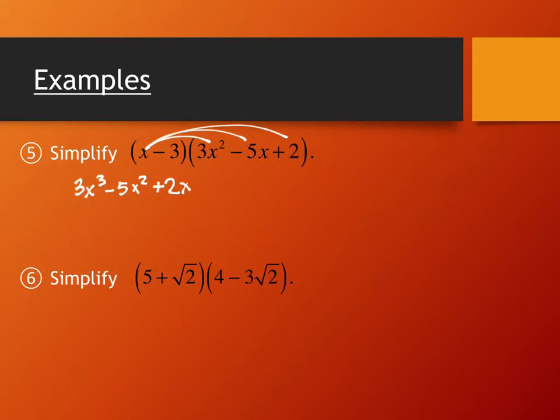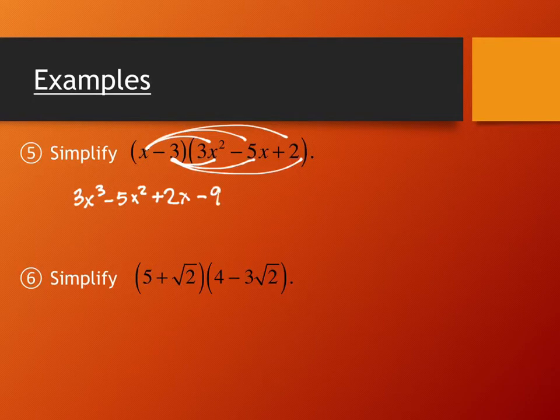And I'm going to go just underneath it so I don't clutter up all my lines and arrows and things I'm drawing. And I'm going to do the same thing with the negative 3, being real careful to remember that it is, in fact, negative. So I have negative 3 times 3x squared, negative 9x squared. Negative 3 times negative 5x. That one's positive, 15x. And then negative 3 times 2, negative 6.